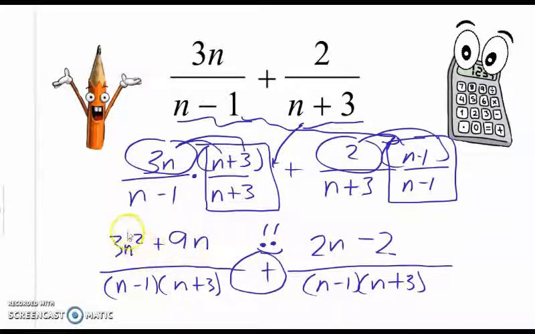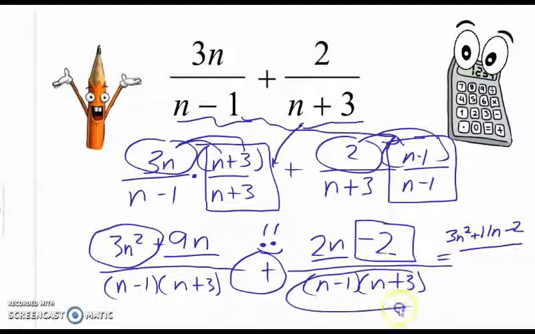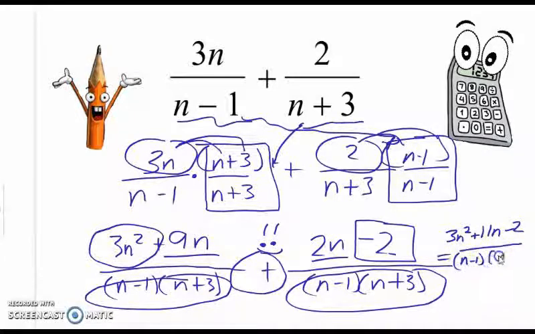Whoa, no way. Smiley face. Can't believe it. And then we're going to take this 3n squared, and we're going to combine like terms. So as you can see, 3n squared is your only value for an n squared. So you're going to leave it as 3n squared. And then 9n and 2n, common numerators. So you're going to make that 11n. And then you have your negative 2. So you're just going to add that in, and you're going to put it all over n minus 1 and n plus 3. And that's your problem for adding without like denominators.